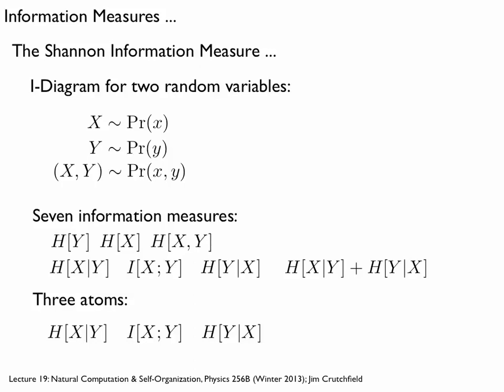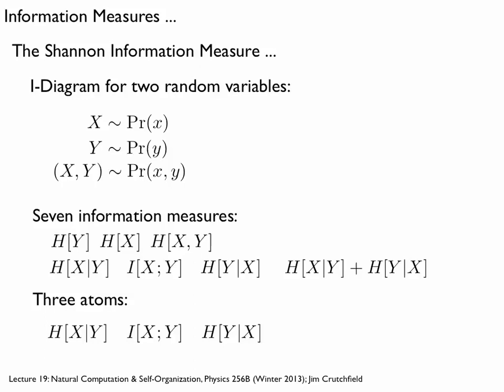So just to go through all that formal notation explicitly again with a familiar case. We have two random variables, x and y, and their joint distribution. We have these seven possible information measures, just possible subsets I could pull out. This would be associated with the sigma field over the event sets for x and y. And then we have three atoms. These are like the elementary pieces: the conditional entropies, H of y given x, and H of x given y, and then the mutual information.